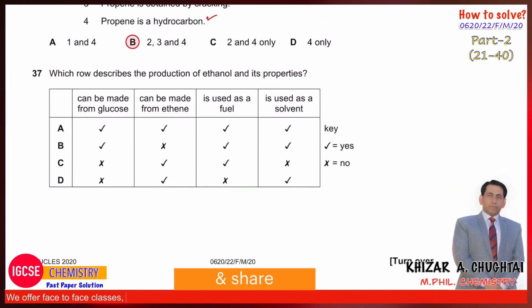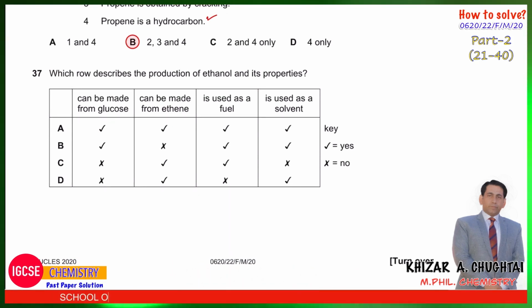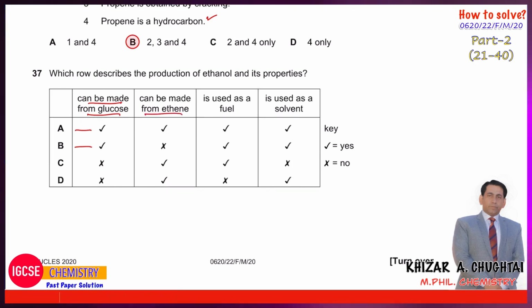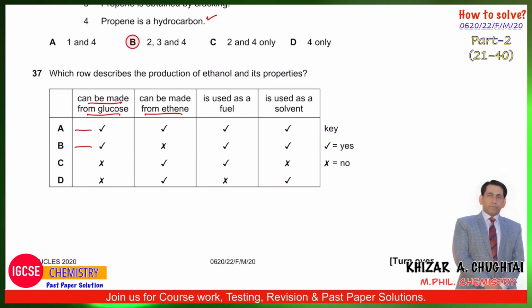Question number 37. Which rule describes the production of ethanol and its properties? Number 1, can be made from glucose. Yes, it can be made from glucose. So A or B may be the correct option. Can be made from ethene. Yes, it can be made from ethene. That is said to be hydration of ethene.